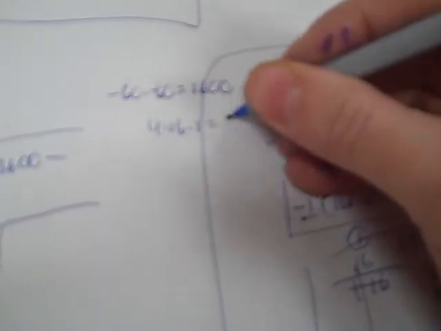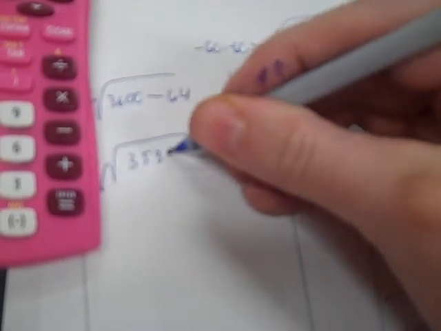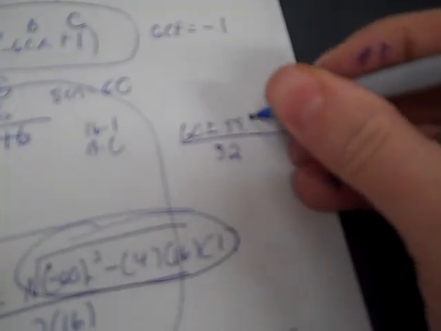Okay, so negative 60 to the second, that means negative 60 times itself, and that's 3,600. Minus, and then 4 times 16 times 1. That's 64. Okay, I don't need to plus that. So 3,600 minus 64 is 3,536. And I'm going to need to square root 3,536, and that's 59.46.